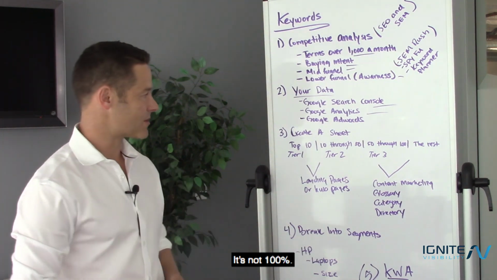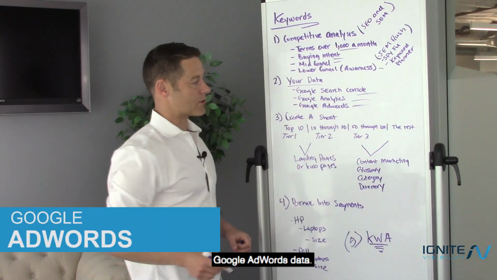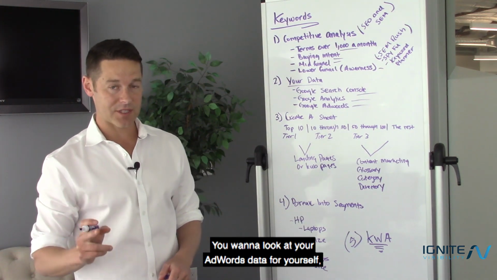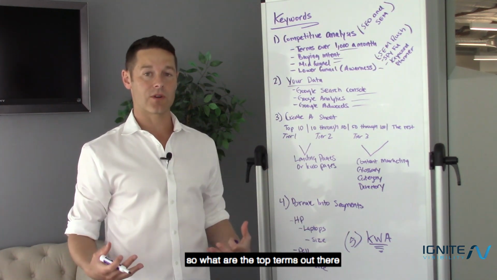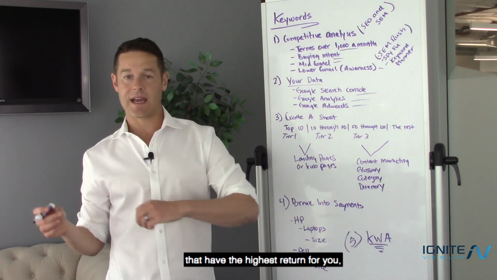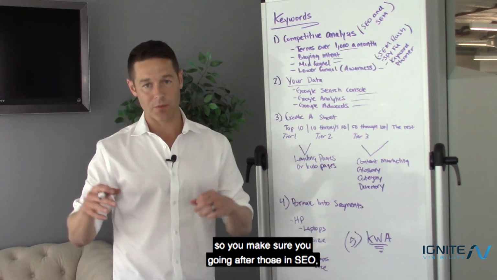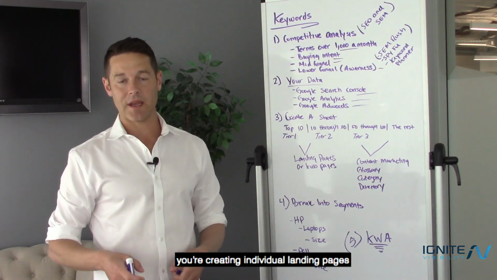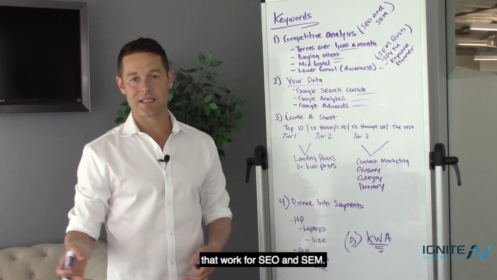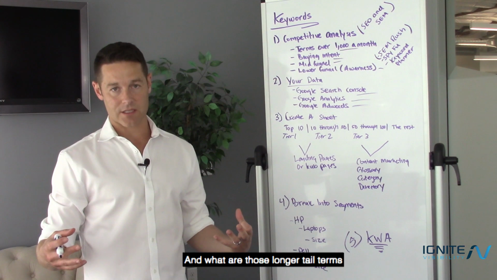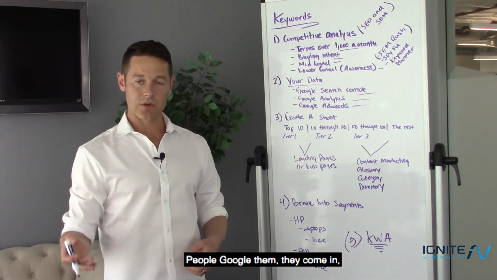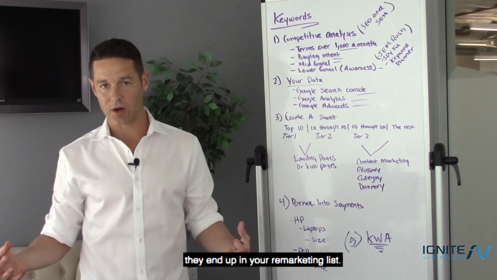It's not 100%. And then you also, of course, want to look at your Google AdWords data. Now this is really important. You want to look at your AdWords data for yourself. So what are the top terms out there that have the highest return for you? So you make sure you're going after those in SEO, you're creating individual landing pages that work for SEO and SEM, and what are those longer tail terms that are also converting so that you can write blog posts on them, people Google them, they come in, they end up in your remarketing list.